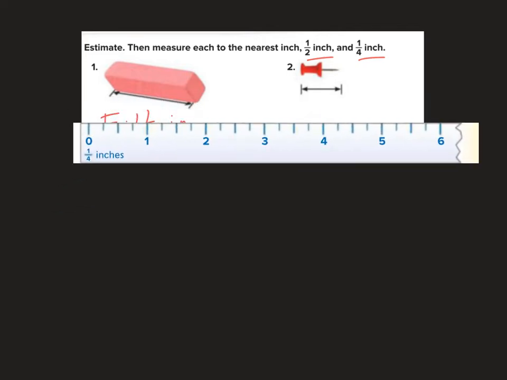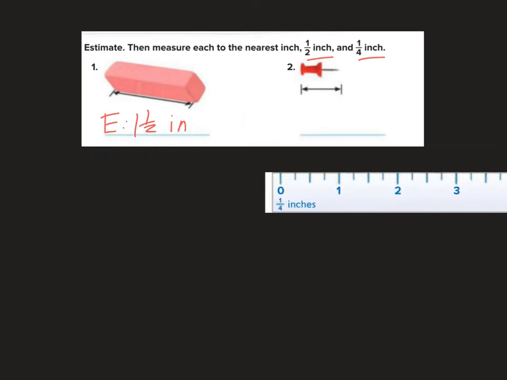I'm going to have to rotate. Okay, I'm going to do this little guy over here first because then I can rotate and do the eraser. My estimate for this guy is, I think he looks a little less than 1 inch, so I'm going to do 3/4 of an inch.